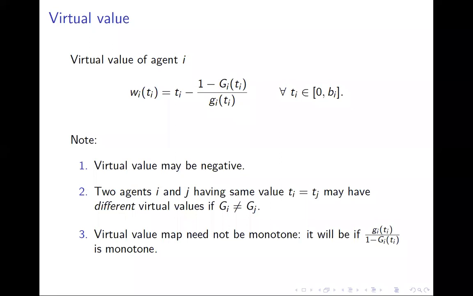We could generalize it in that case by saying we can calculate expected virtual value by further taking some distribution over G_i, a distribution over the distributions. I'm not sure if that would work, but yeah.